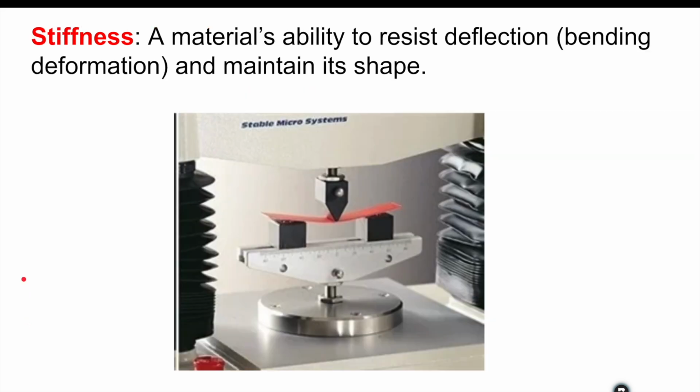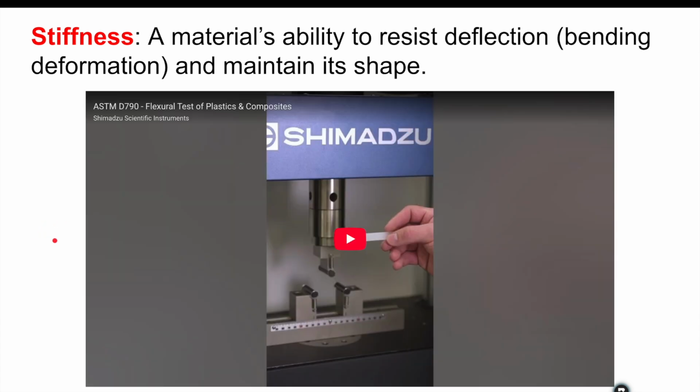Stiffness is a material's ability to resist deflection, so bending and deformation, and maintain its shape. So here we go, we are using a bending jig here. It's a 3-point bending jig, and it is again on that universal tester, and it's testing whether this material is stiff or not. Please watch this video. It's going to show you how this is really done in the industry.